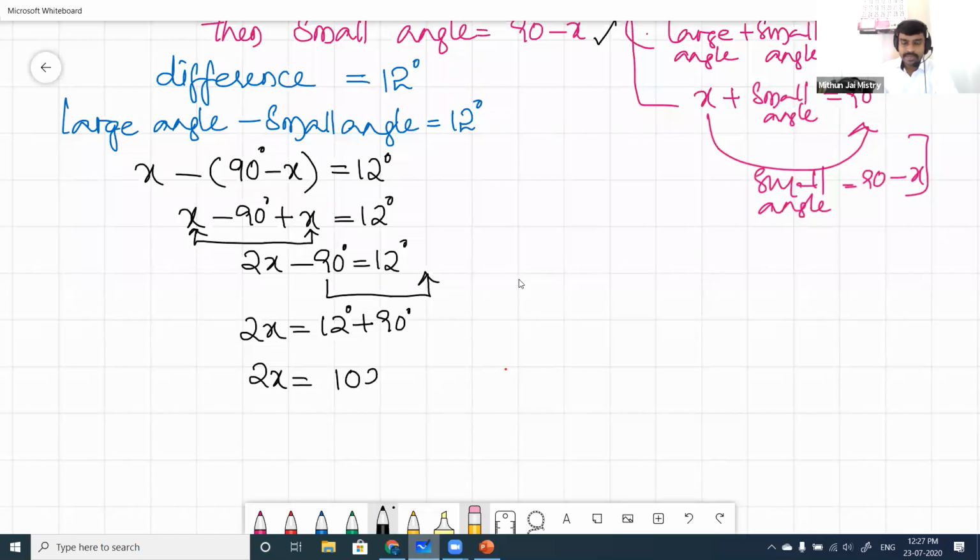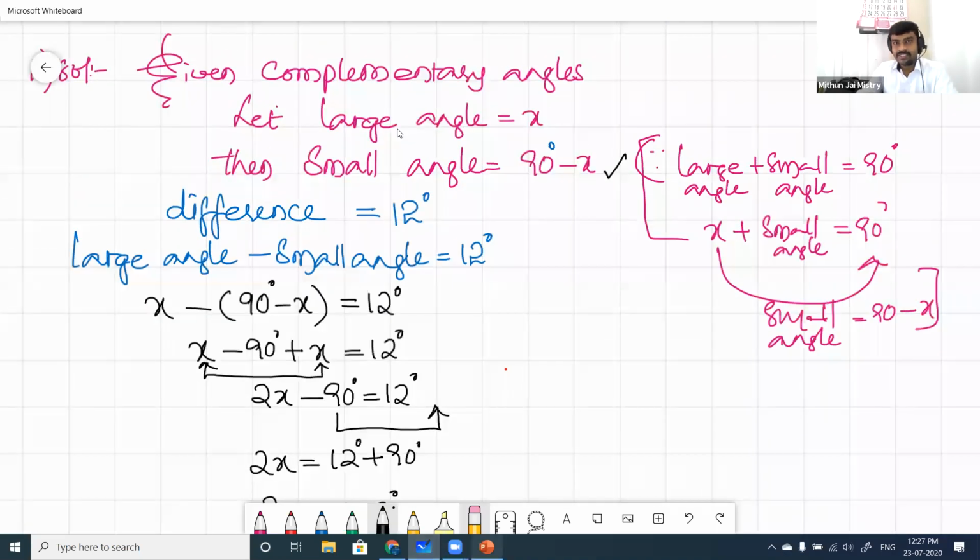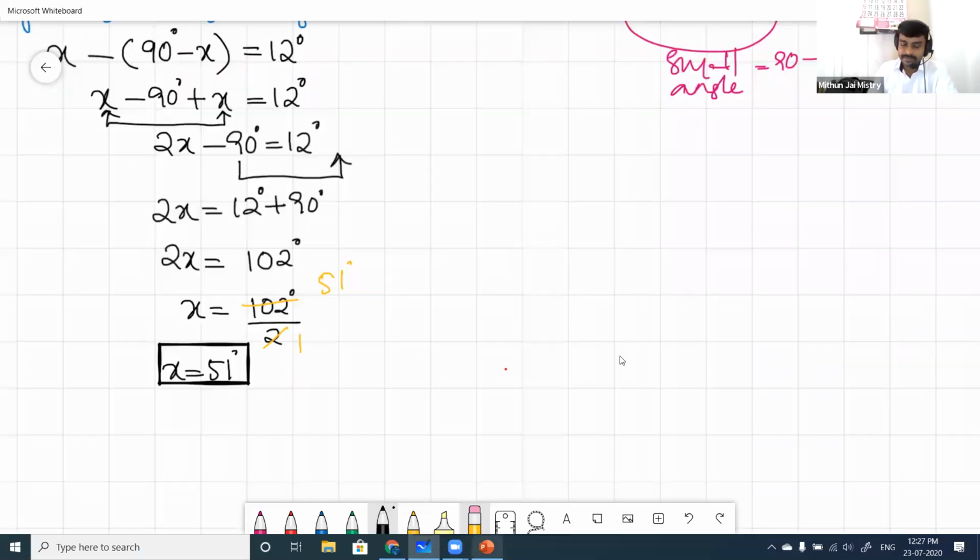So X is equal to 102 degrees by 2. Two fives are 10, then again two ones. So X is 51. So finally we are getting X as 51. So that's it, our work is over? No. Nobody's asking you X. What is the question? The question is find the angles. What is the larger angle? X. We got X. So at last we can write here a conclusion like this.